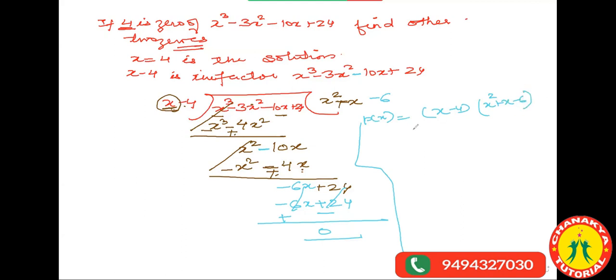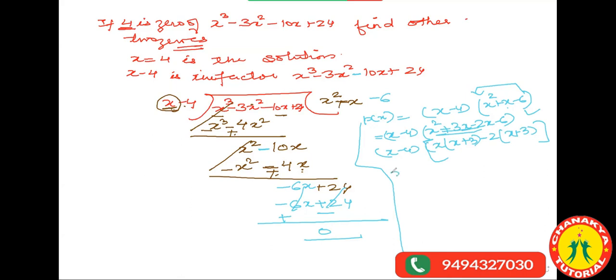Now just split the middle term. So it will be (x minus 4) into, factors of 6 will be 2 and 3. 3 minus 2 will be 1. So x square plus 3x minus 2x minus 6. Now from here x common, x plus 3. From here minus 2 common, x plus 3. Children, got it? We have done this type of question, quadratic polynomial, right? Yes, ma'am. So (x minus 4), (x minus 2) and (x plus 3).